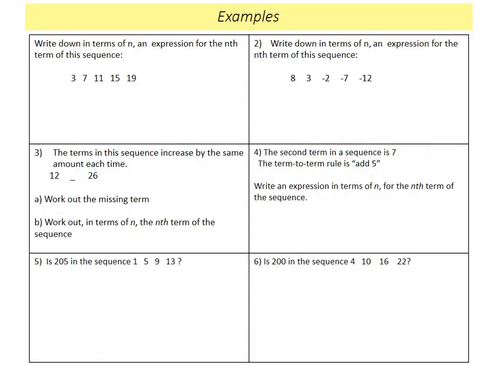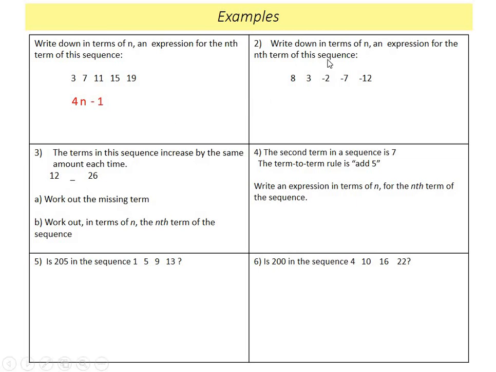Let's have a look at 6 examples. So this particular question, question 1, is write down in terms of n an expression for the nth term of the sequence. So step 1, we find the difference between the numbers, which I can see it's going up in 4. I then write n next to that. And then I need to look at how do I go from the number I've just written down to the first number in the sequence. So to get from the number 4 to the first number, which is 3, I would need to subtract 1.